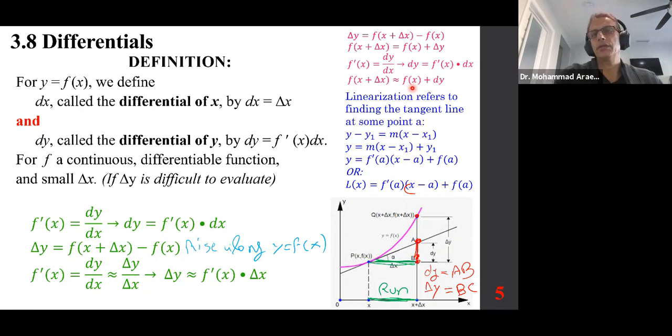Also, linearization. Linearization means just find the tangent line, class. That's all. And that means we use the point slope. Now, of course, if I move the y1, it gets plus y1, which is the same as f of a. Okay, you can use this formula, but understand, just stick with the point slope, and you're fine.